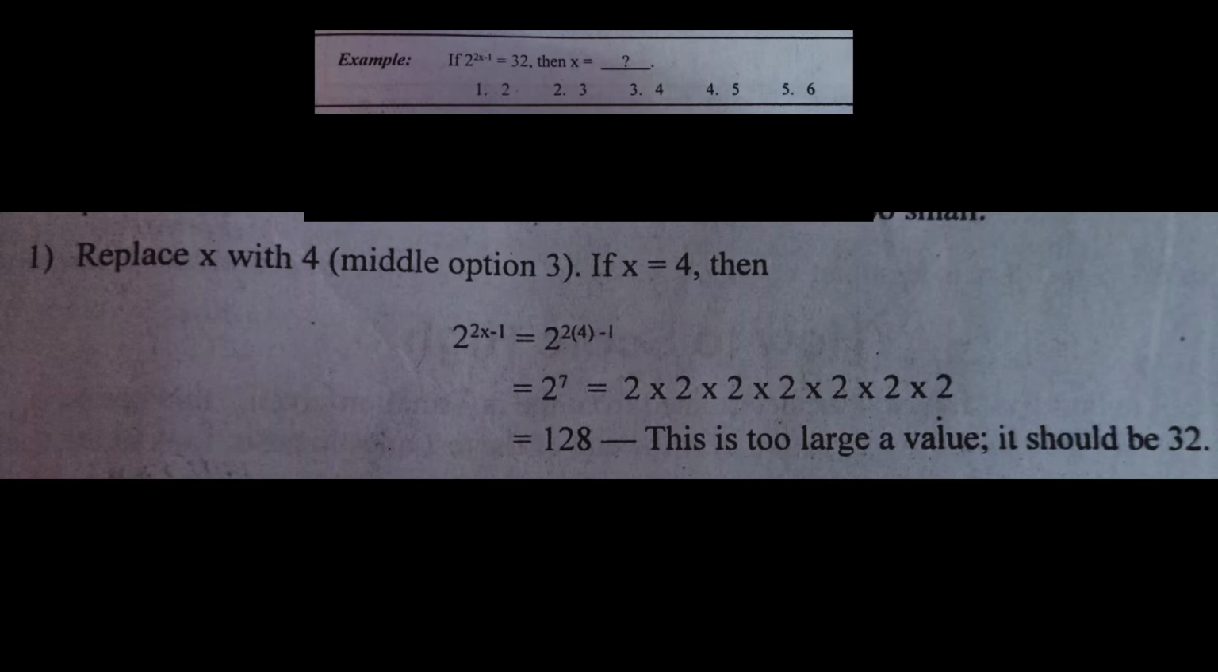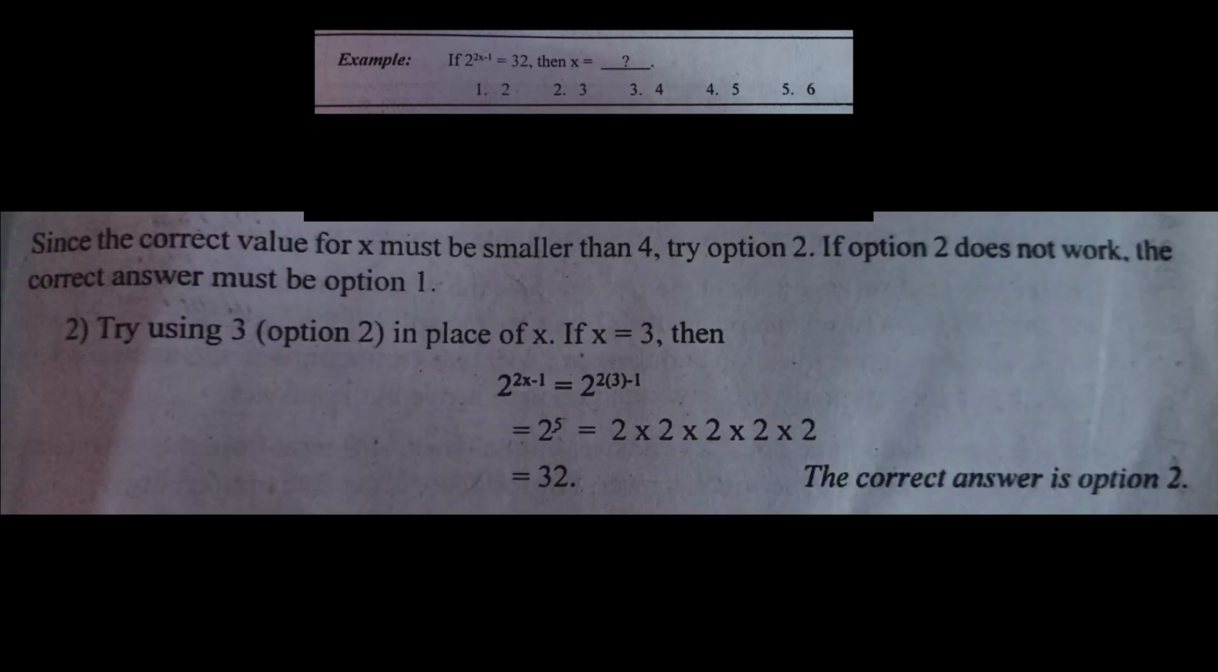Now if it is too large, as we mentioned earlier, we need to eliminate option 3 and the options that are larger than the number 4, which is in option 3. So we eliminate option 3, option 4, and option 5. Now we need to try the smaller option or value. Since the correct value for x must be smaller than 4, try option 2. If option 2 does not work, the correct answer must be option 1.